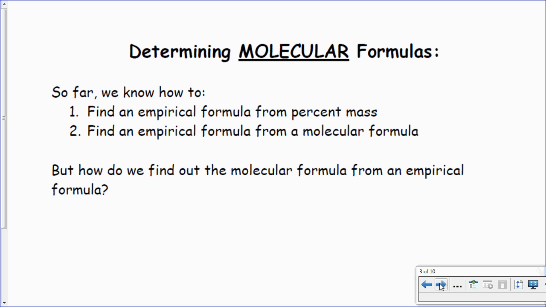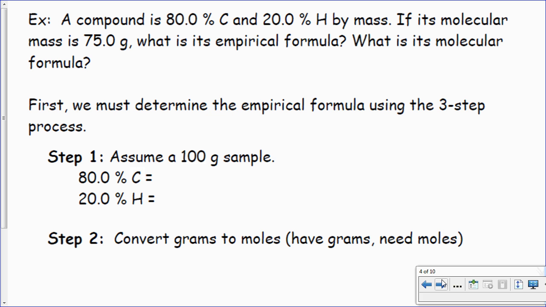So far, we can find the empirical formula from percent mass. That was in the last video, video 7. And we can find the empirical formula from a molecular formula by dropping all of the subscripts down to the lowest common factor. That was in the last video. But how do we find a molecular formula from an empirical formula? If you're given CH3, which is an empirical formula, how would you figure out the molecular formula for the compound that it represents?